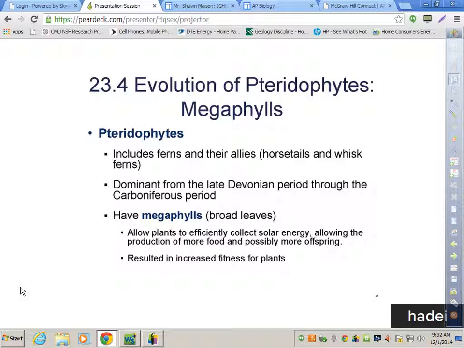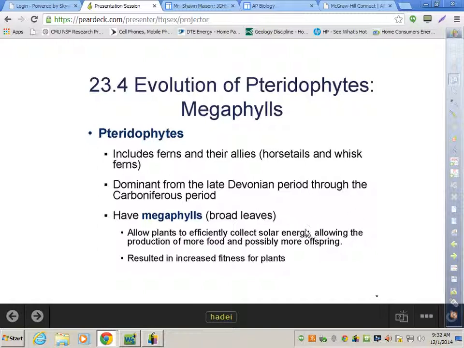So back to pteridophytes, they have what are called megaphylls. These are broader leaves. They allow plants to efficiently collect solar energy, allowing the production of more food and possibly more offspring. How are we doing? Get out your notes and put some words in the blanks. There you go. So this resulted in increased fitness for plants.